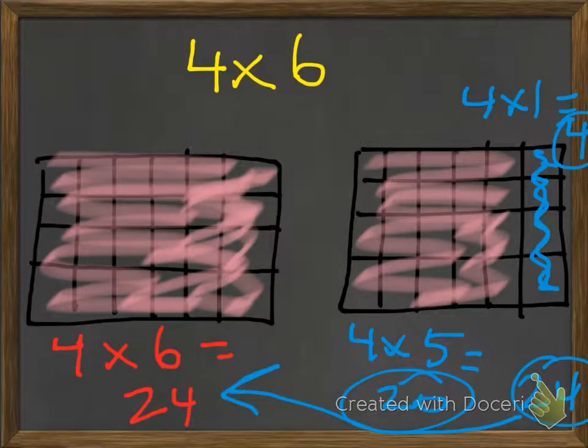So we're breaking it apart so maybe you know this math problem a little bit easier. Maybe you know 4 times 5 and you didn't know 4 times 6. So you can break it apart in pieces so it becomes an easier solvable problem.